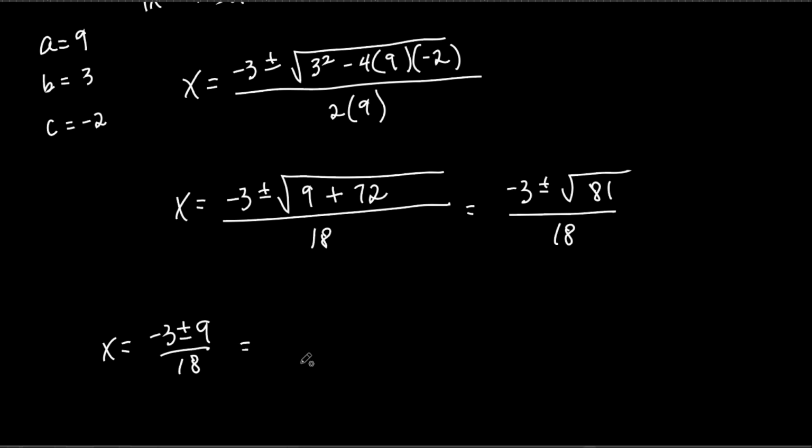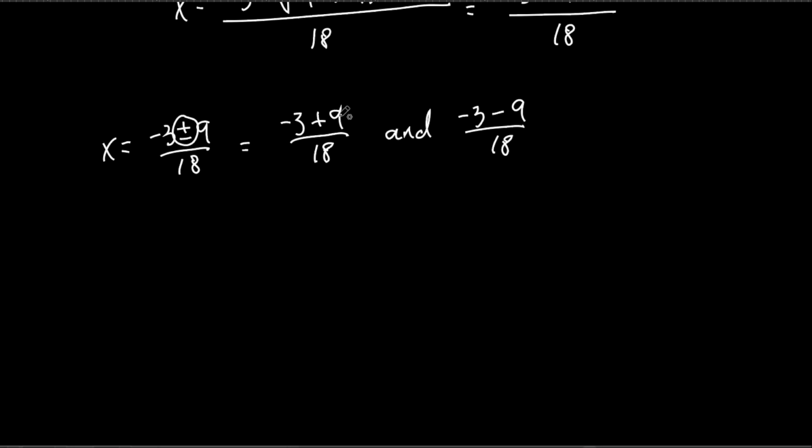So watch what I'm going to do. I got two things here. You understand that plus or minus now, right? It's negative 3 plus 9 over 18, and it's negative 3 minus 9 over 18. Let's do them separate. So it's negative 3 plus 9 over 18, and it's negative 3 what? Minus 9 over 18. Everybody understand what that plus or minus means, right? Okay.